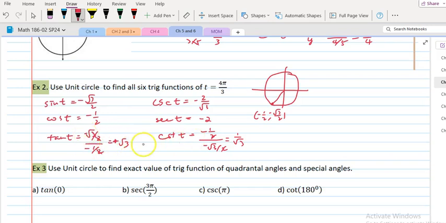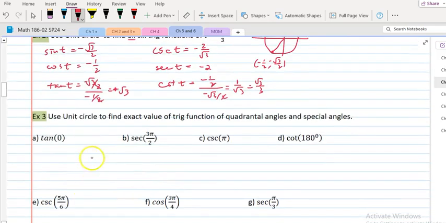Oh, this is positive. Negative, negative is positive. I'm really sorry. So that is root 3 over 3. For tangent, we usually have root 3 or root 3 over 3. We seldom say 1 over root 3. So that's all 6 trig functions of 4 pi over 3. Actually, I shouldn't say that; I should say cosecant 4 pi over 3.